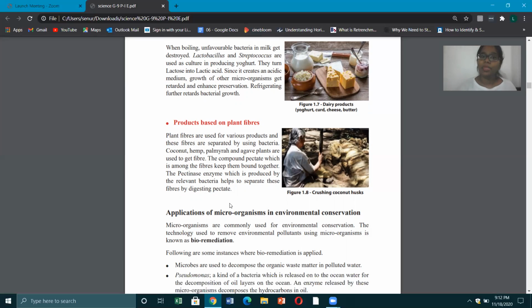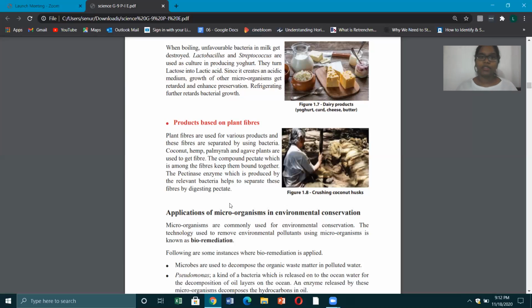Okay, and then what happens is you add lactobacillus and streptococcus, which have been used as culture in producing yogurt. We add those two. Now you are adding bacteria, because in the end we eat the bacteria, because we need them. You have to destroy the unfavorable bacteria and add the good favorable bacteria.